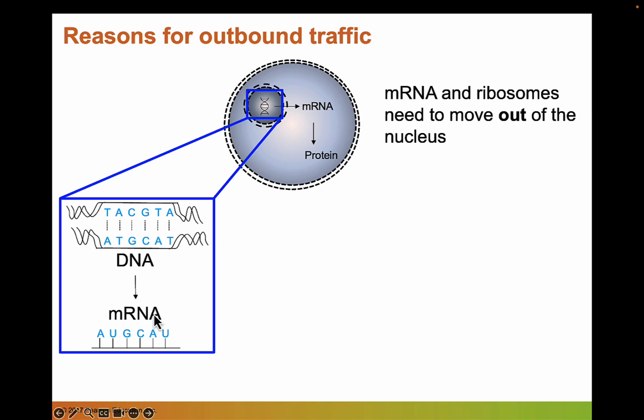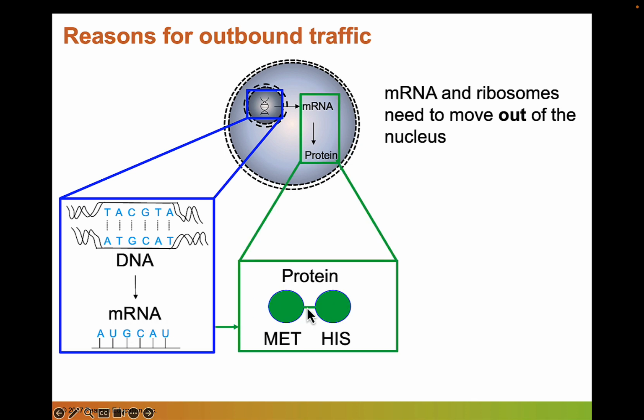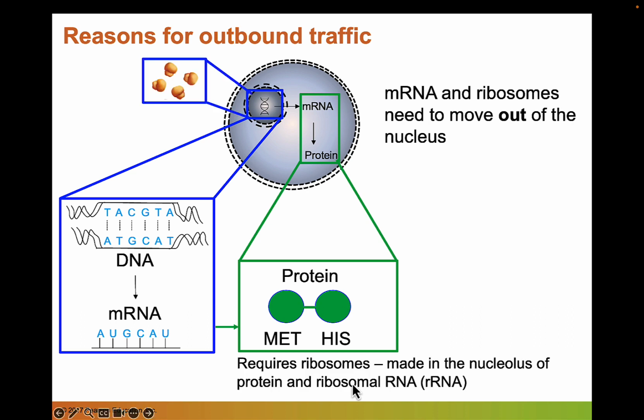But that means that this mRNA actually needs to move out of the nucleus. And so once it moves out of the nucleus and into the cytosol or into the ER, then we can convert the mRNA into protein. And so that's one reason for outbound traffic. This process also, as we talked about, requires ribosomes. But it just so happens that ribosomes are made in the nucleolus, right, of ribosomal protein and ribosomal RNA. And so those also need to move out of the nucleus.